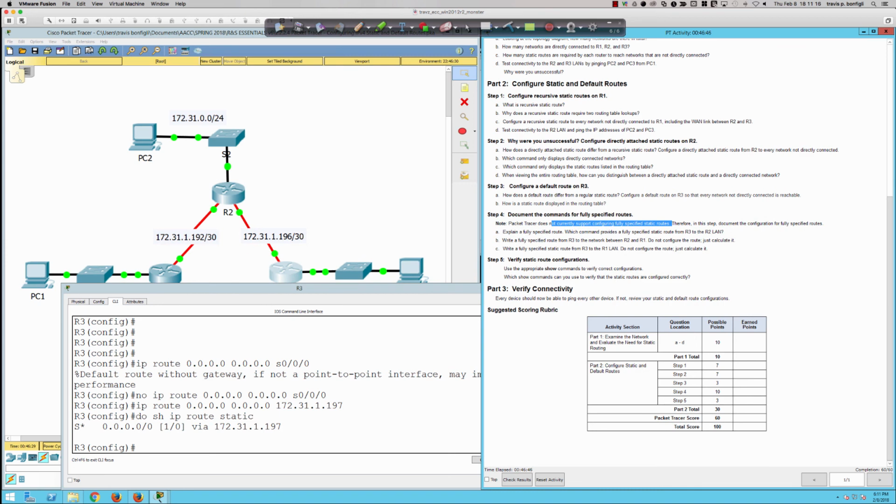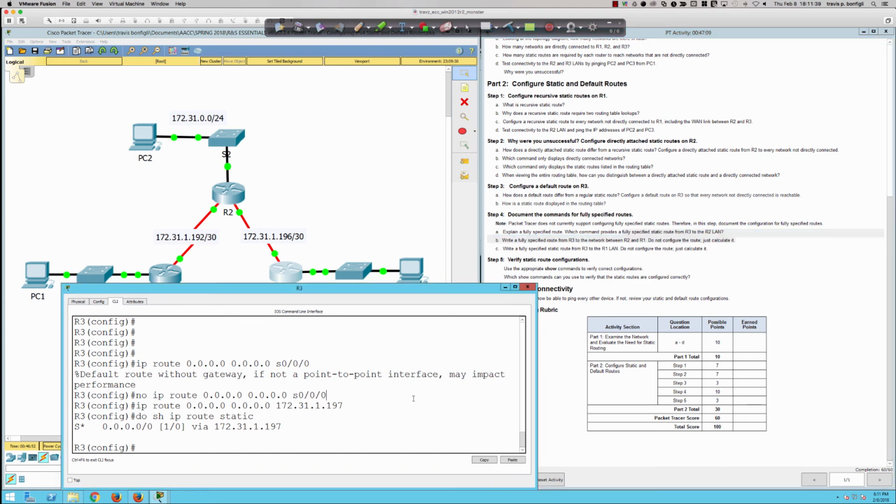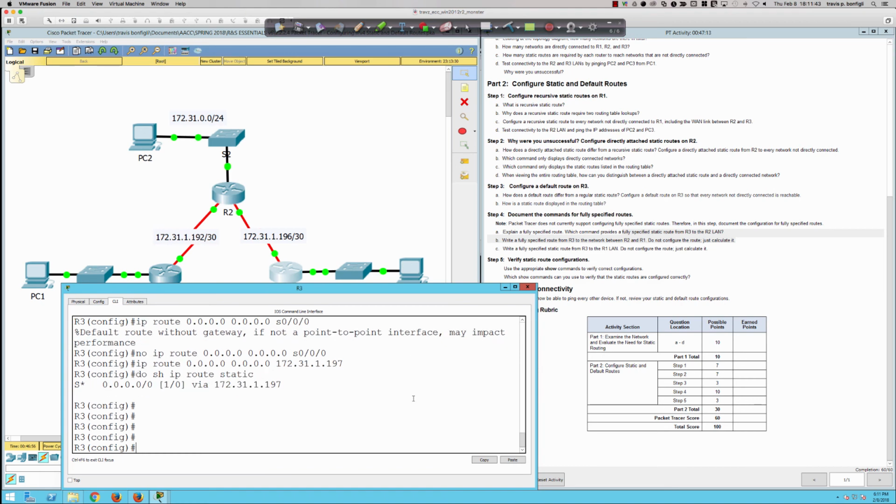All right, explain a fully specified route. We did. It combines the best of the directly connected and the recursive. Which command provides a fully specified static route? We ran that command on a real Cisco router. Write a fully specified route from R3 to the network between R2 and R1. Do not configure the route, just calculate it.